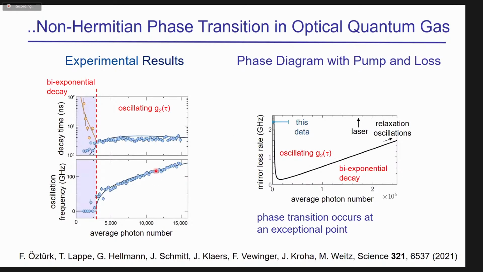And this here is a more detailed version of the phase diagram as a function of both the average photon number and the loss rate. And so up here, very much up here, would be the crossover to lasing, and here on the right hand side, relaxation oscillation. And this data set you should see here covers this part here.